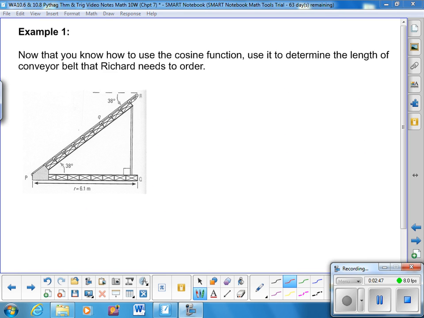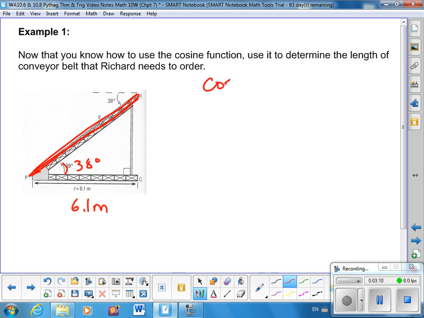Example 1. Now that you know how to use the cosine function, let's use it to determine the length of the conveyor belt that Richard needs to order. So the conveyor belt goes up on the hypotenuse side and back around. So we're going to find the length of the hypotenuse. The angle here is 38 degrees, and the adjacent side is 6.1 meters. So the cos of x equals adjacent over hypotenuse. So the cos of 38 degrees is, the adjacent is 6.1. The hypotenuse is what we're looking for.